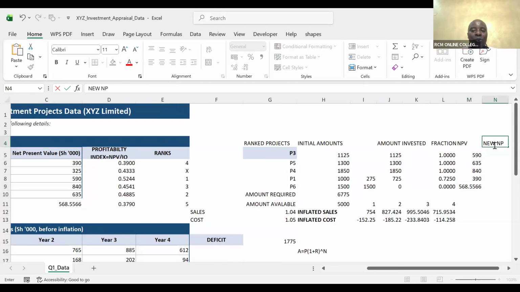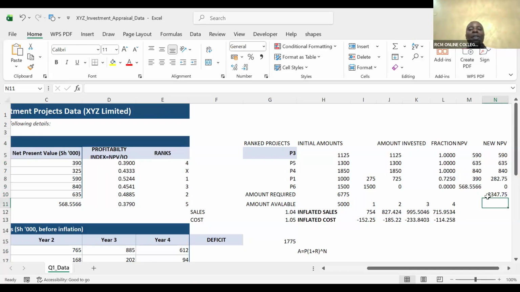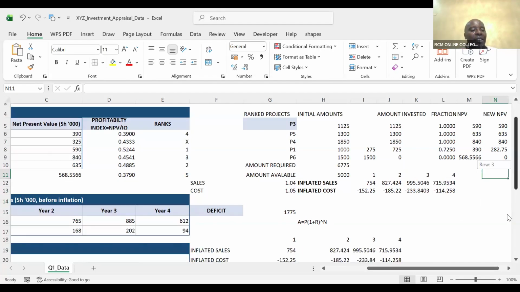And then now they'll be able to come and give us the new NPV, because now we are investing in form of fractions. So how do we get this new NPV? It's very easy. We are taking this fraction times this net present value, like that. Then they come back here, and they are able to pull this down like that. And then, of course, they say alt equals. Then there we are, 2347.75.